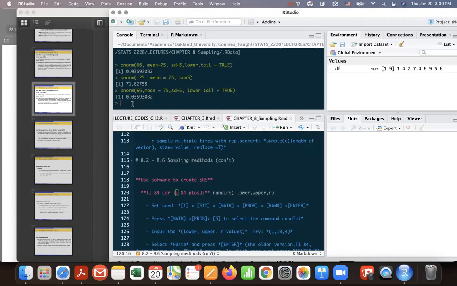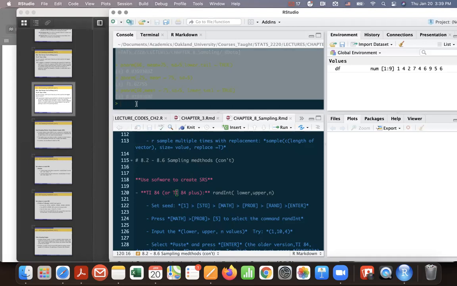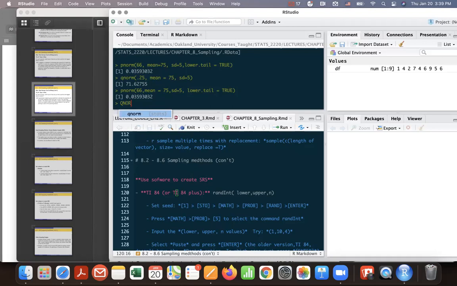Okay, so pnorm. Now, number 2 is given the probability, I want X, right? Very good, Dan. So the command is going to be qnorm. Then the probability is 0.25, mean equal 75 and sd, standard deviation, equal 5 and nothing else. Then enter. That should give you the value of X.